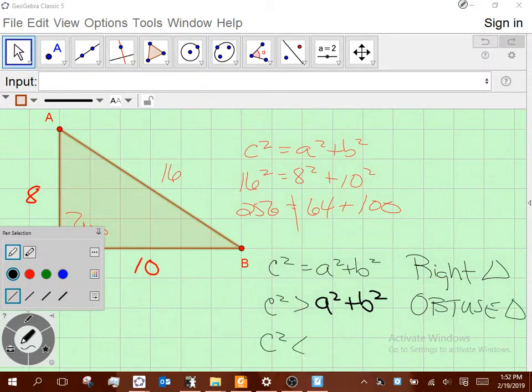If c squared is less than a squared plus b squared, what does it become? Obviously, it's got to be acute then. That's my only other option. Okay? That is the reason why I like to put c squared first.